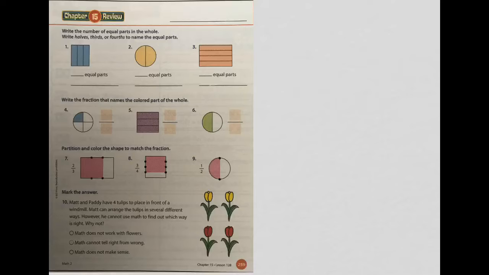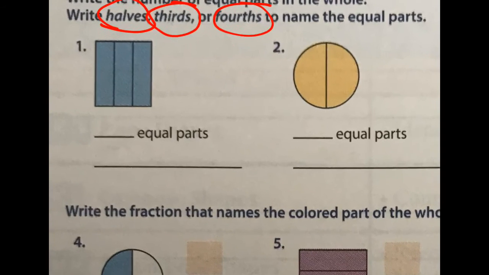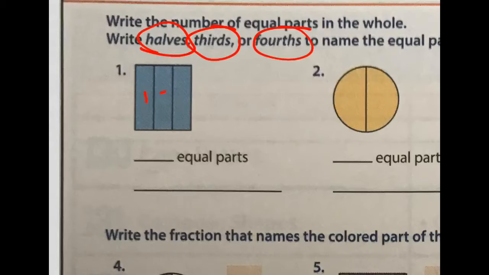Okay, so let's start with number 1, 2, and 3. The directions say, write the number of equal parts in the whole. And then there's another part of the directions. It says, write halves, thirds, or fourths to name the equal parts. Okay, so the first step is to write down how many equal parts there are. Looking at number 1, there are 1, 2, 3 equal parts.